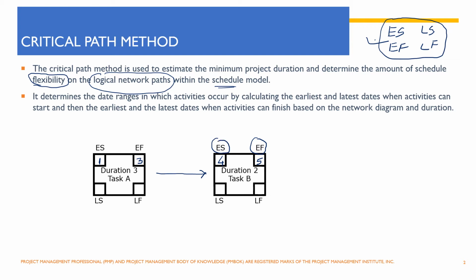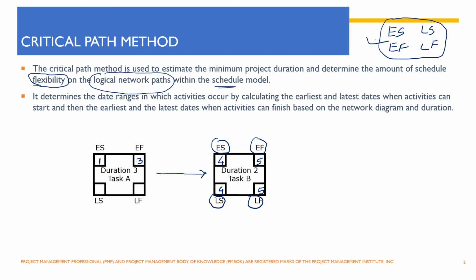Now we know that we require 5 days for these two activities to complete. So latest by when activity B must be completed is 5th of January. And now in order for activity B to complete on 5th of January, it must have been started on 4th of January, because it requires 2 days of work. So this is latest start and late finish.